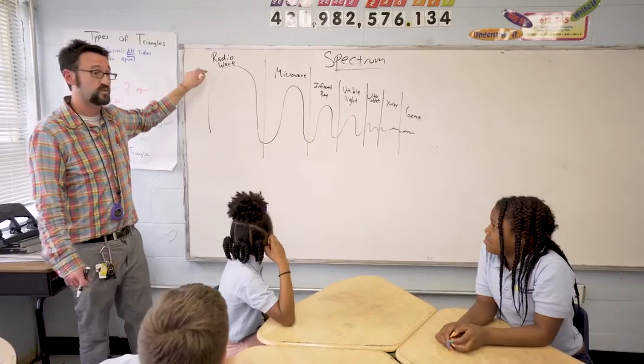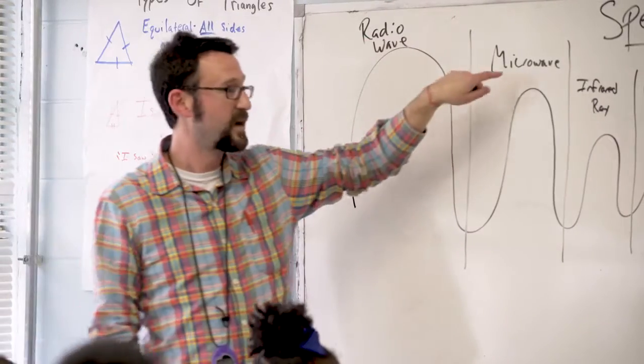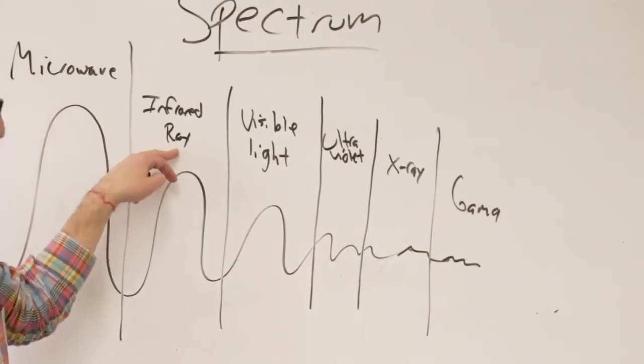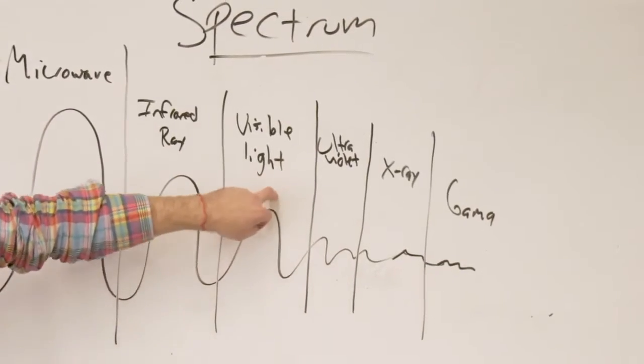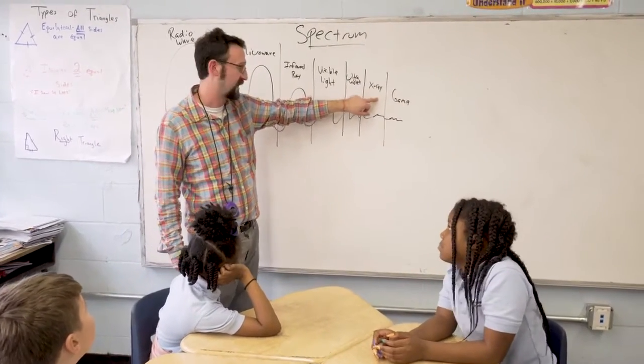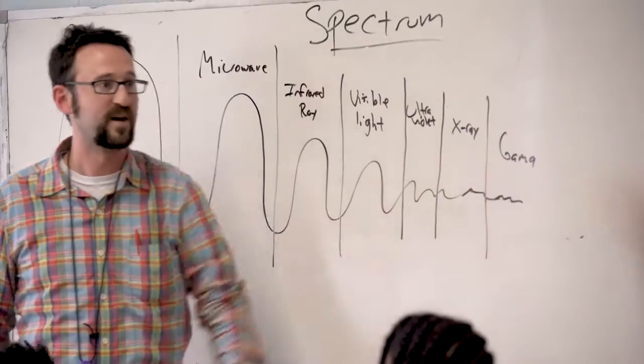We start over here with the biggest radio wave. From there we go to microwave, which I think most of us probably have in our kitchens. Then infrared. Then we have visible light. Ultraviolet, then we have X-ray, which y'all probably know what that is. Hopefully you never had it. And then finally, it's the gamma rays.